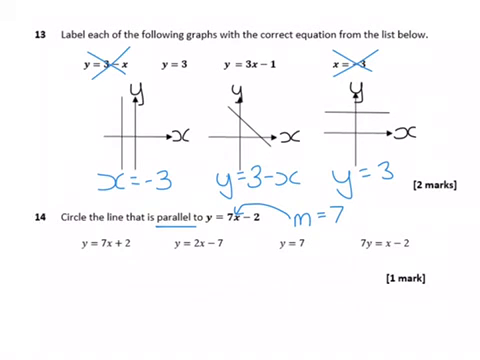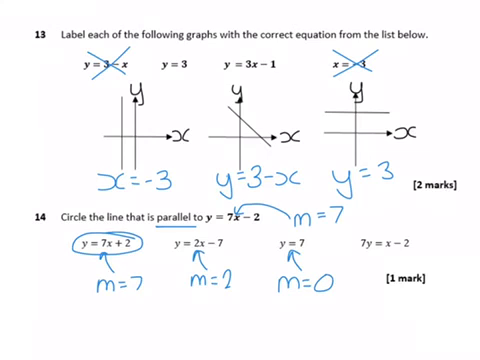So we've got to look at the other equations that we're given and find another one that has a gradient of 7. So starting from the left, straight away actually, we see that this one has a gradient of 7. So that's definitely our answer. But just to double check, here we have a gradient of 2. In this one, there's no x value, so it must have a gradient of 0.